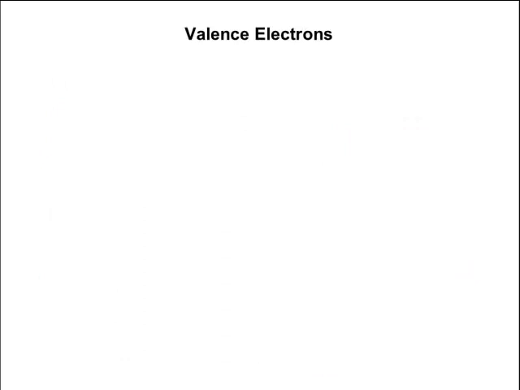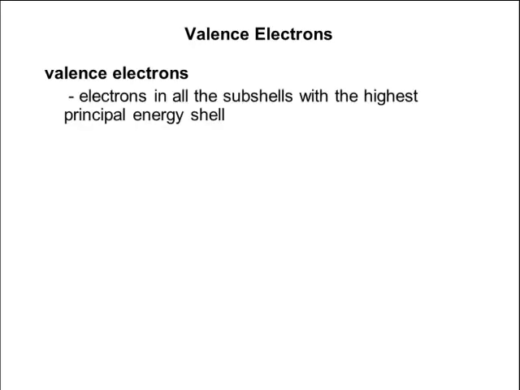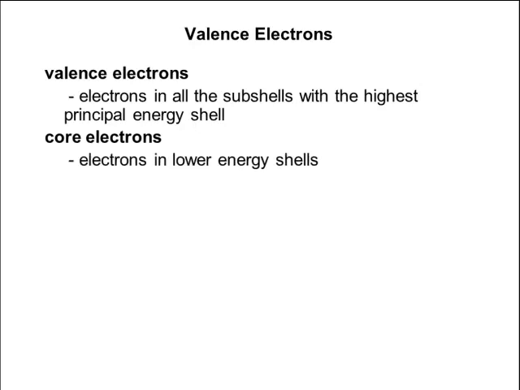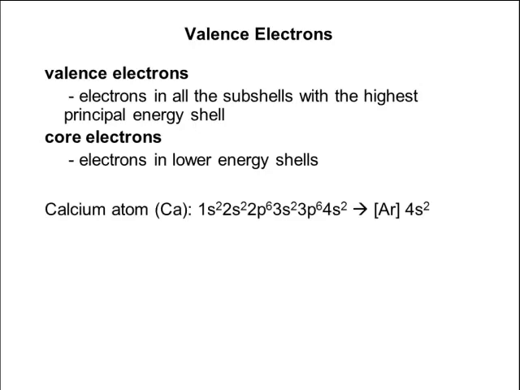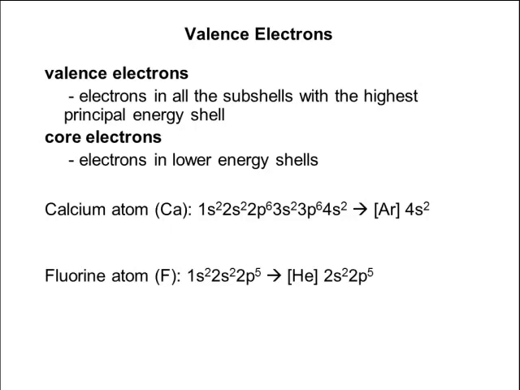Okay, so I mentioned briefly before the thing with valence electrons. All right, valence electrons are going to be the electrons with the highest principal energy shell, basically the highest n value. Everything below that is going to be something called core electrons. All right, so those are going to be the electrons in the lower energy shells. Okay, so with the calcium, all the electrons represented by that argon noble gas, so the 1s2, 2s2, 2p6, 3s2, 3p6, those are core electrons. The 4s2, those are valence electrons. All right, with the fluorine atom, helium, that's the 1s2, those are the core electrons, and then the 2s2, 2p5 are the valence electrons.